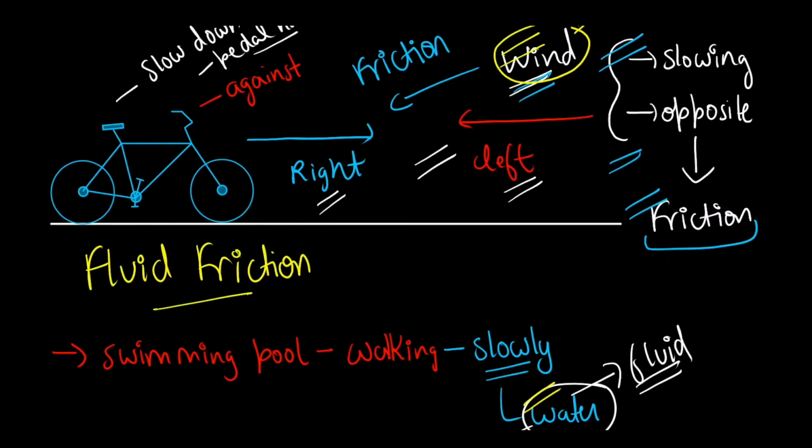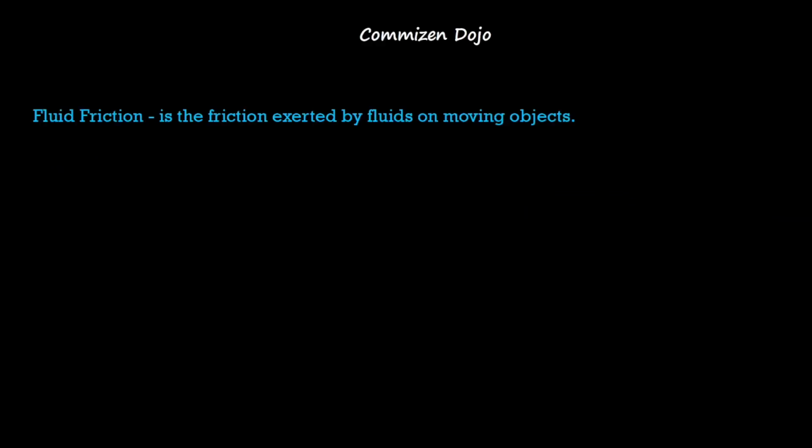And another term for fluid friction is drag. So instead of calling it fluid friction, I can say drag. Now that we know what fluid friction is, let's take a look at a more bookish definition. So right here, fluid friction is the friction exerted by fluids on moving objects. So this is what fluid friction is.